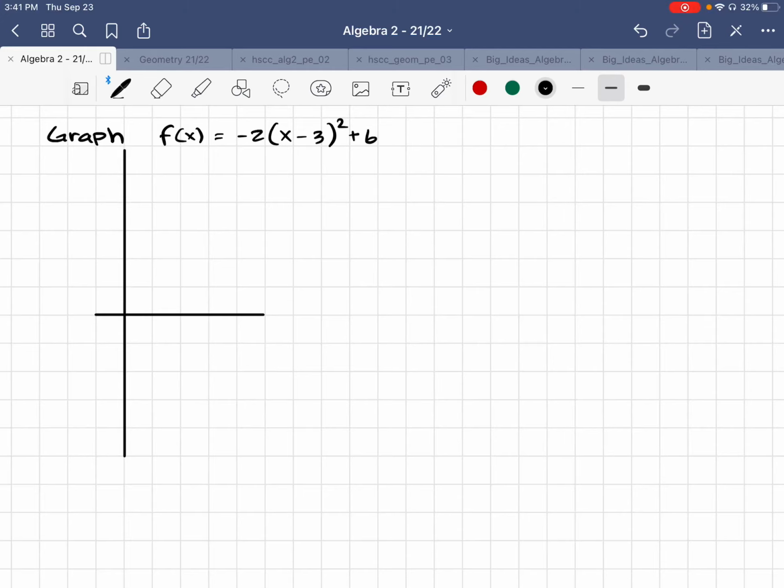What's up, Logan? This is just a real quick tutorial on how to graph a quadratic function that has transformations, reflections, just the whole nine.